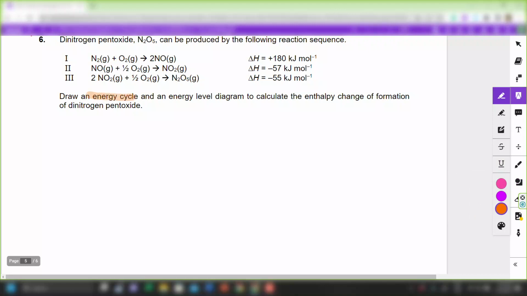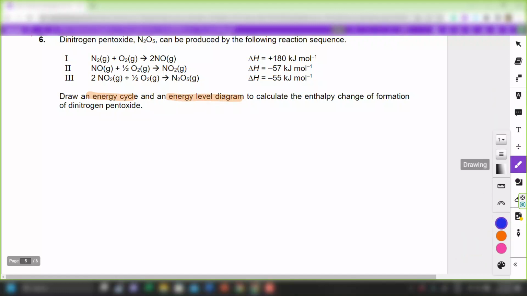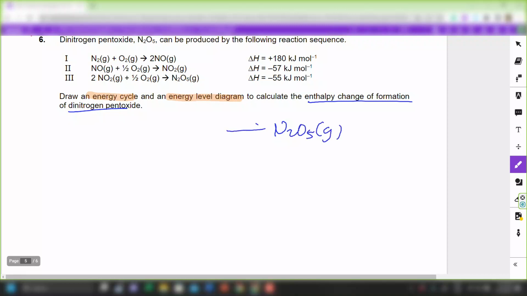So we need to draw both the energy cycle and the energy level diagram to help us determine the enthalpy change of formation for N2O5. What we're going to do now is define the enthalpy change of formation for N2O5. That might make our life easier. So N2O5 gas will be formed from N2 gas plus 5/2 O2 gas. That will be the enthalpy change of formation for N2O5.